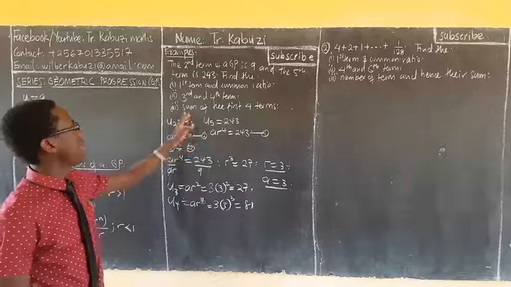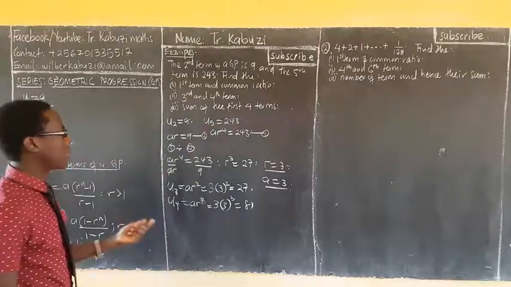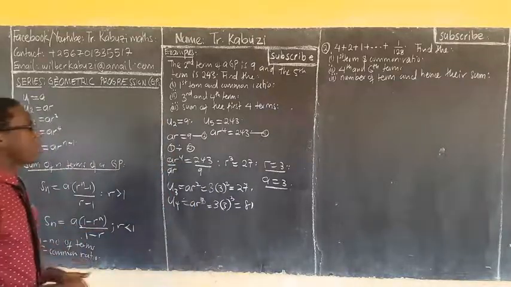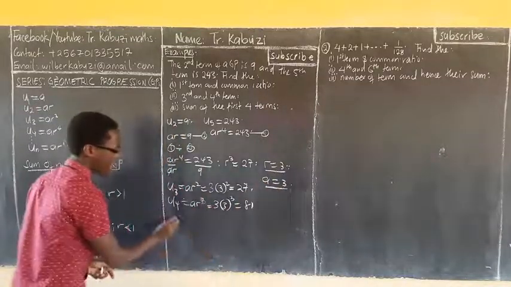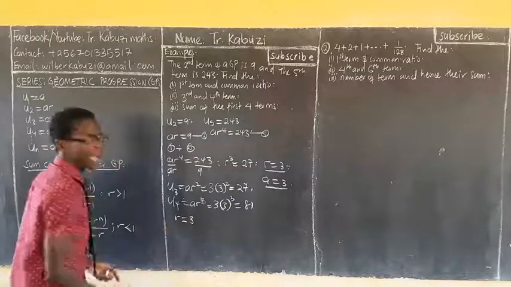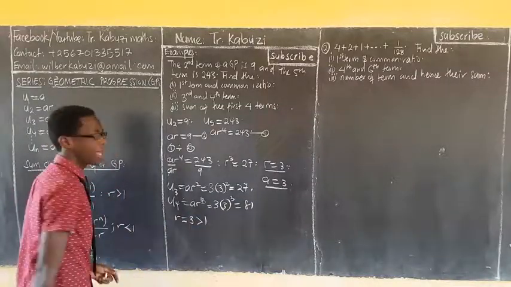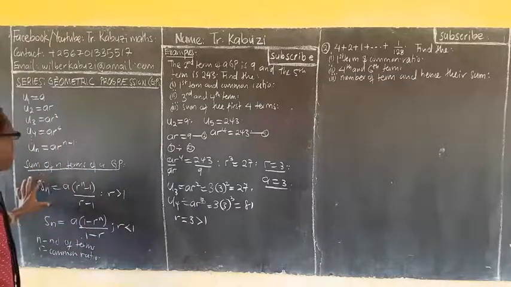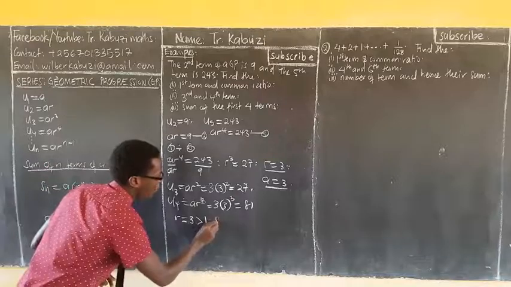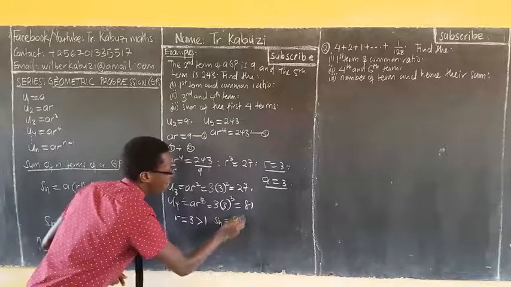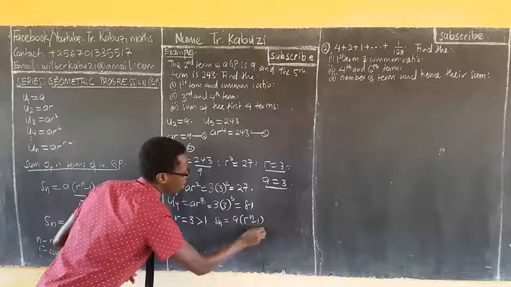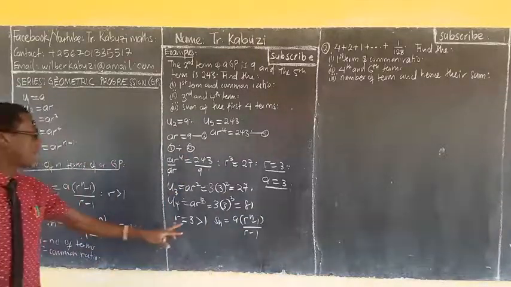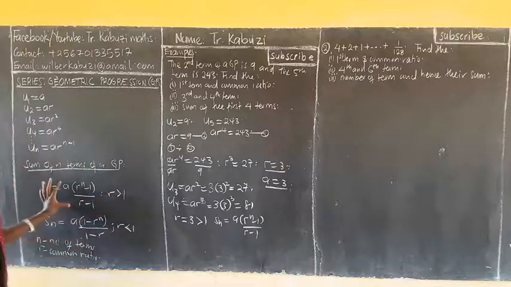Now they want us to get the sum of the first four terms. We have two formulas for the sum. One is for when r is greater than 1. Now when we look at our r, r is equal to 3, and 3 is of course greater than 1. So the formula I'm going to use is this: Sn equals a(r^n minus 1) over r minus 1. Why am I using this and not the other? Because r is greater than 1. When r is greater than 1, we use this.